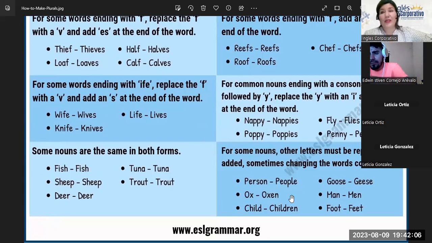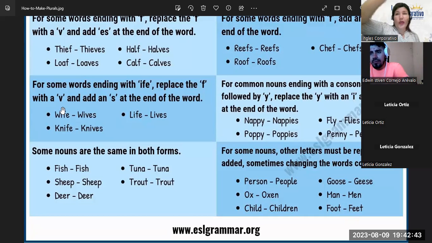Okay. No me dice persons. Ox, que son los toros. Ox, oxen. Child, children. No me dice children's. Children's no existe. Goose, geese. Man, men. Foot, feet. Woman, women. Okay. For the woman, que terminaría igual con M-A-N, woman, una sola mujer. Plural, women. Okay. Igual con M-E-N. Women. Okay. So, those are the plurals.